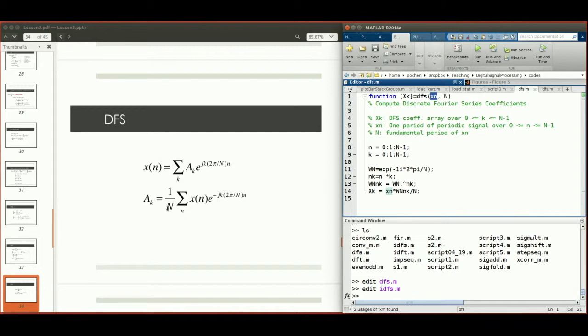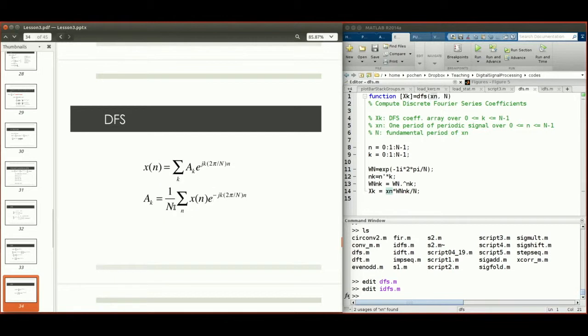Big N is basically this big N here. That's this big N, right? And then we are just implementing this particular summation as a matrix vector multiplication here. So I'm going to construct this particular matrix, that's this complex exponential e to the minus jk 2 pi divided by big N times n. You have two indices, one is n, the other is k.